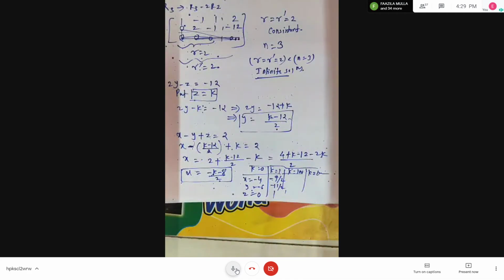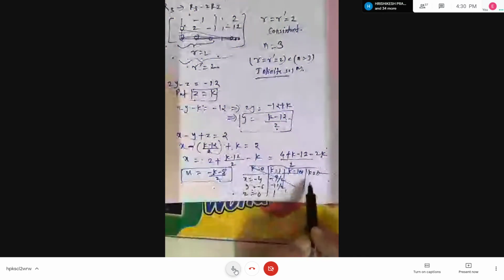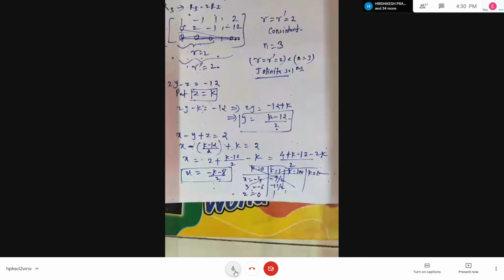Ma'am, do we have to find k is equal to 0 and k is equal to 1, right? No, I am just explaining. That step is not required. It is called an infinite solution, and for that I am giving you the example.